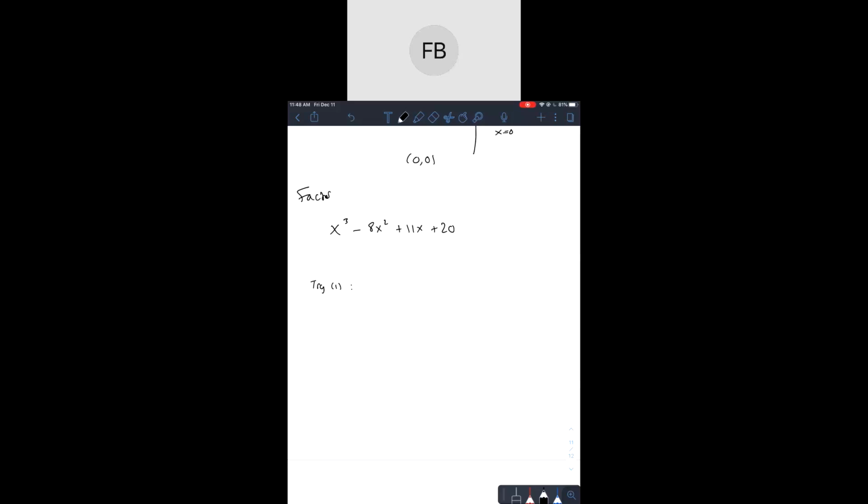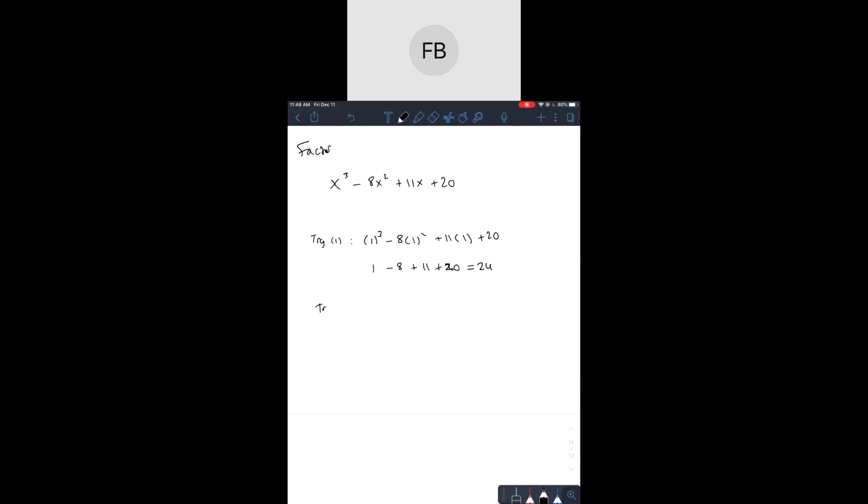So when we try 1, we get 1 cubed minus 8 times 1 squared plus 11 times 1 plus 20. Right off the bat, that's clearly not going to work because this is going to be a really positive number. So we have 1 minus 8 plus 11 plus 20, and that all works out to 24. So from this point, we know that's obviously not going to work.